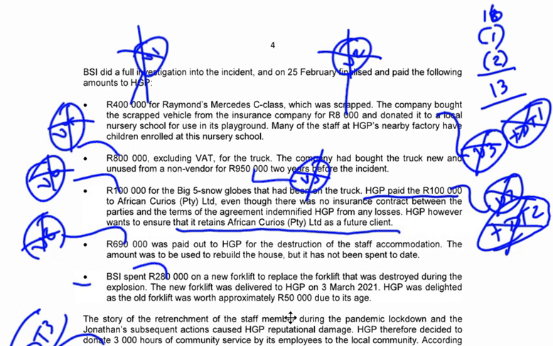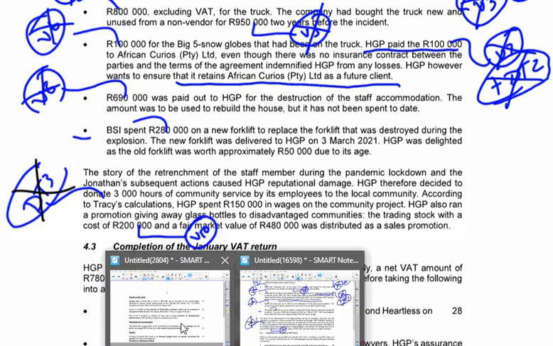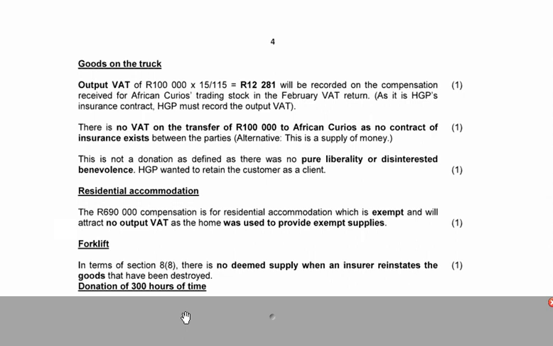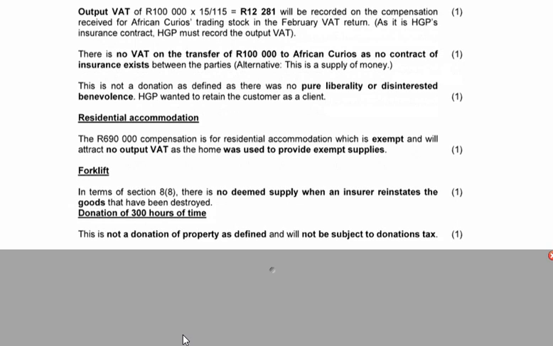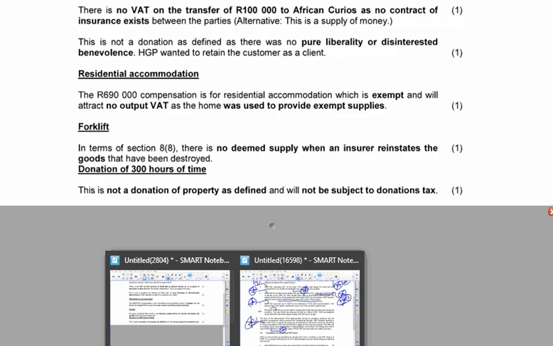Sorry. It says, retrenchment to the staff member. From a promo perspective, we donated 3,000 hours of time. Remember, donations tax is only levied on the supply of property. We can donate as much time as we like. It is not classified as subject to donations tax when we donate time. It's only when you donate property. Because we didn't donate any property, it's not a donation as defined, not subject to donations tax.